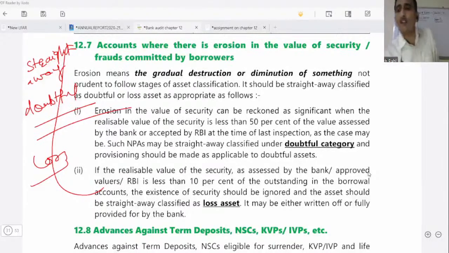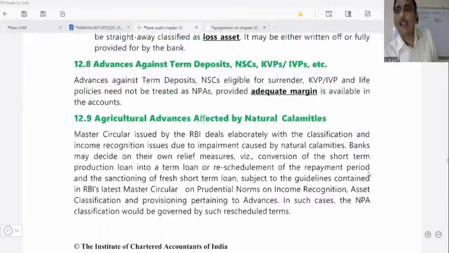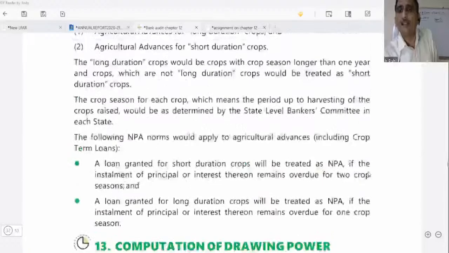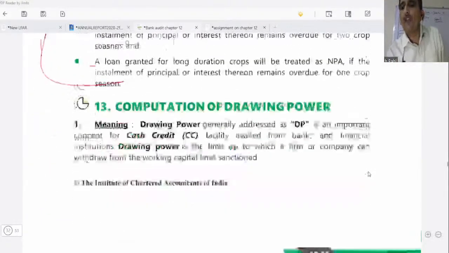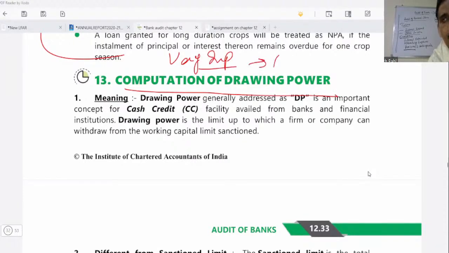And these are all advances again: KVCs, NSCs, agriculture advances, short duration crops, long duration crops. We had discussed it day before yesterday. And drawing power. This is also very important and we have done it in fair detail.